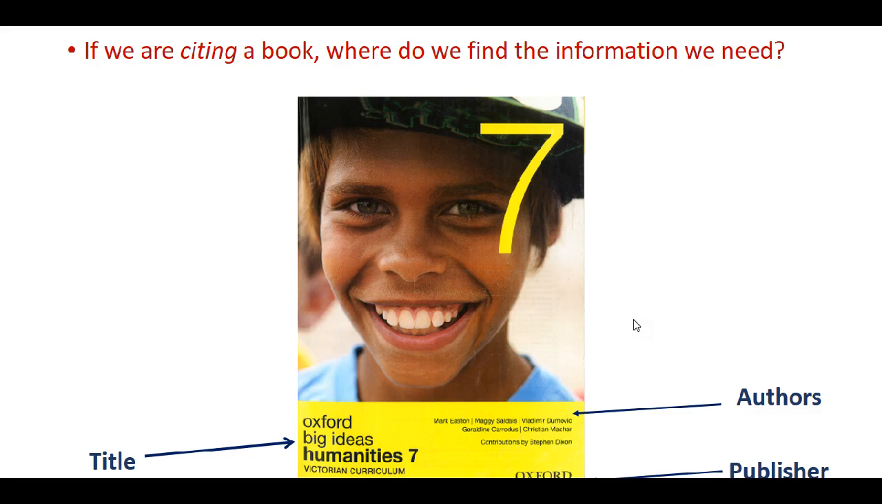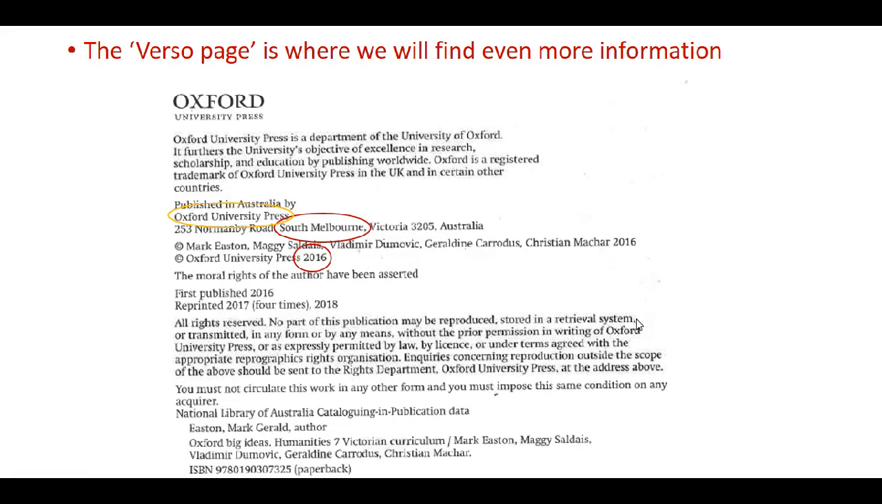But just to double check, what I do is I turn over the page and I find what is called the Verso page. So it's really important for librarians, this page. And I can see that it tells me that it was published by Oxford University Press in the yellow circle. Then under that, I can see that it was published in South Melbourne. I don't need the street. And then I can see that it was in 2016.